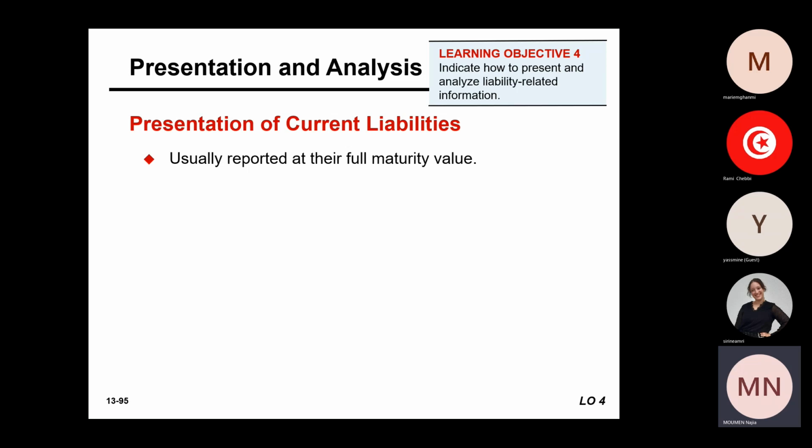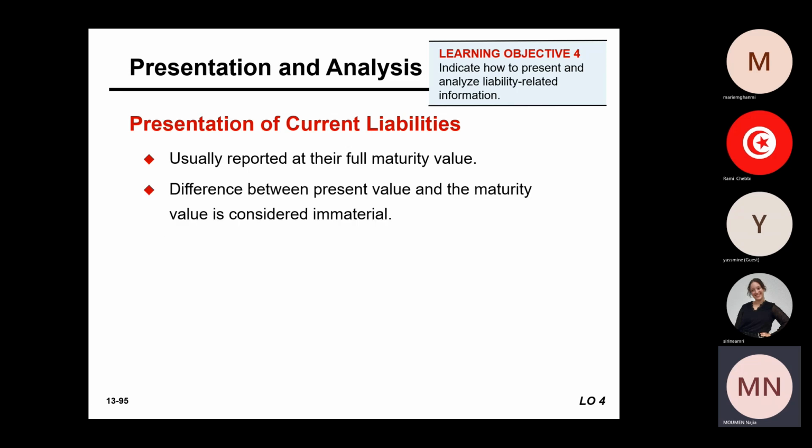So when we deal with current liabilities, in most situations we don't take into consideration the time value of money, okay? Because here we're talking about a short time period, so there is no need to make this conversion to discounted present value. The difference between the present value and the maturity value is considered to be immaterial. That's why they are reported at their full maturity value.